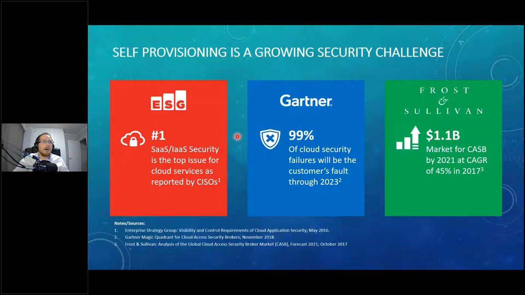Gartner has reported that 99% of cloud security failures will be the customer's fault. I'm going to repeat that, because I think that's very important. 99% of cloud security failures will be the customer's fault. If you're looking for the problem, I think we found it. That's what I see from that statistic. And I think that makes sense.